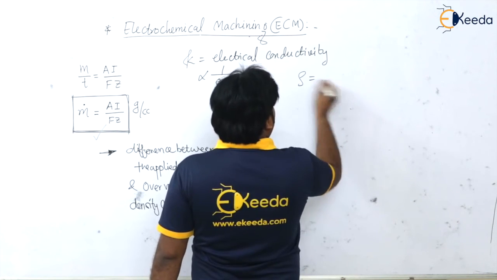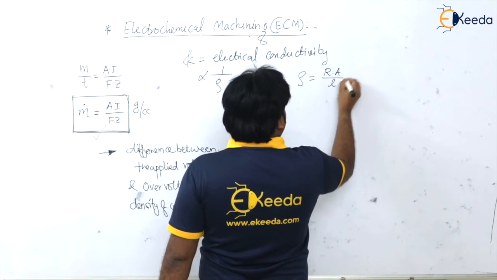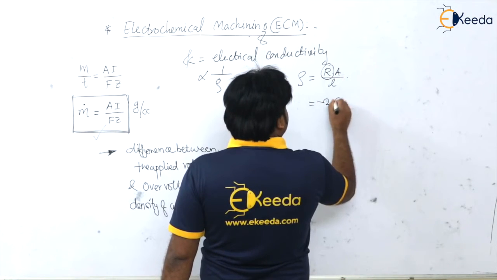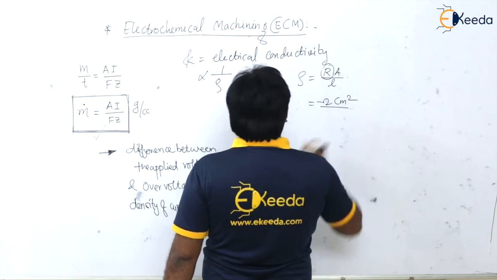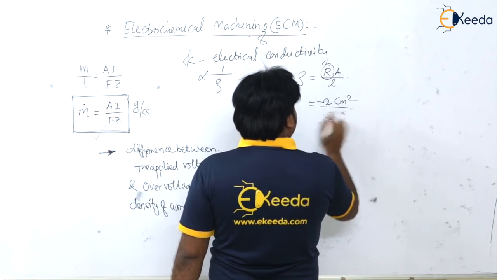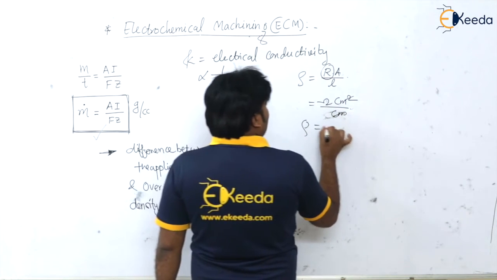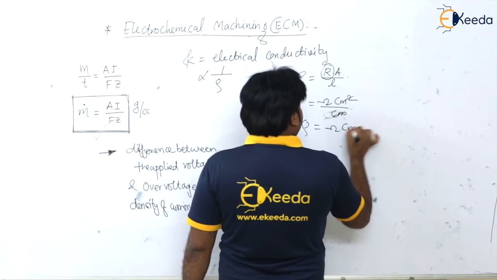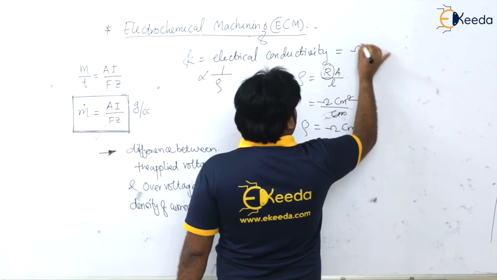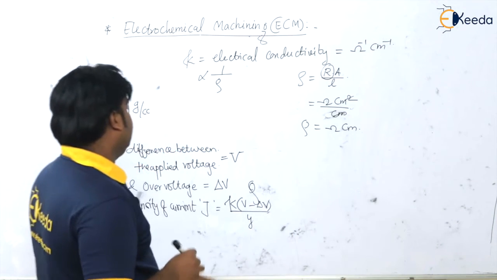So rho is equal to what? That is R times A by L. R is the resistance in ohm, A is the cross section area of the conductor, and L is the length of the conductor, say in centimeter. So you will get rho in ohm centimeter. And K will be what? The conductivity will be ohm inverse centimeter inverse, isn't it?